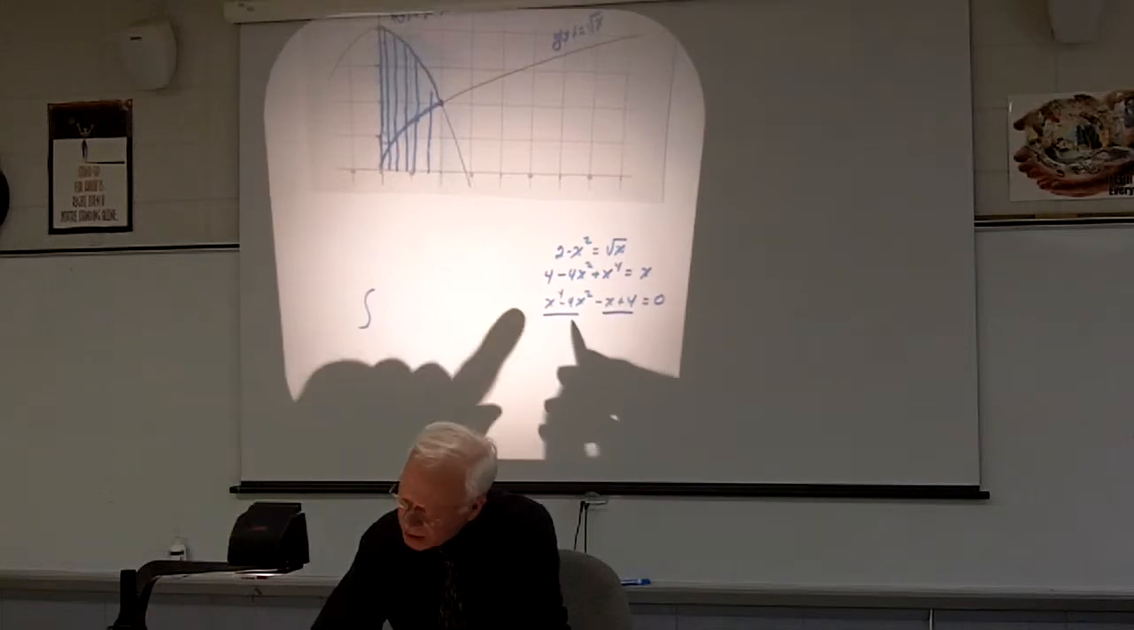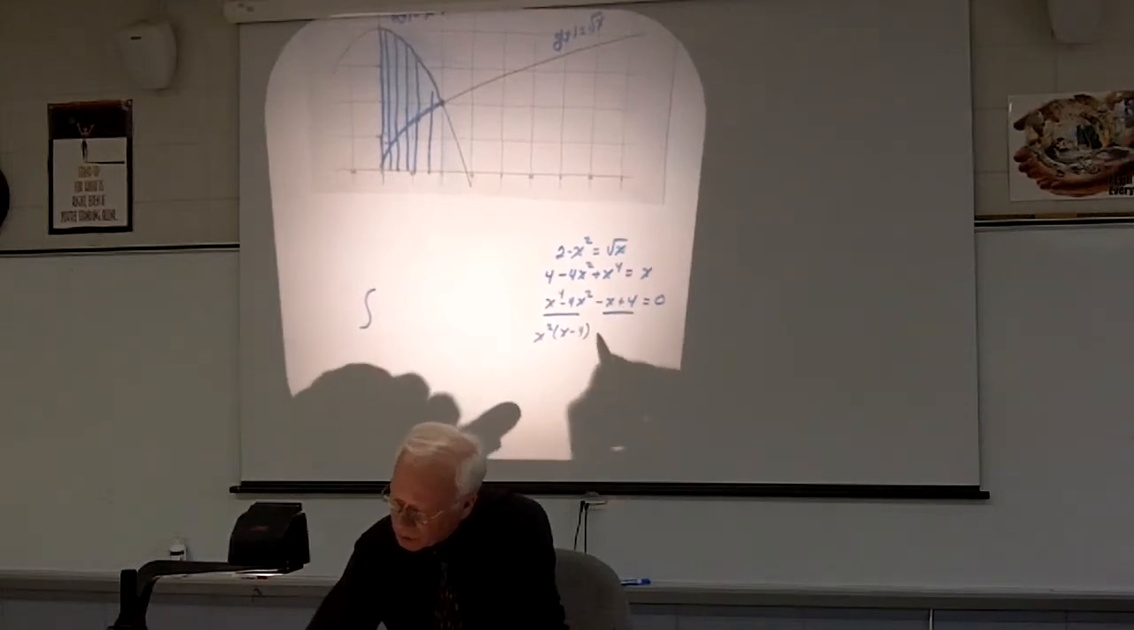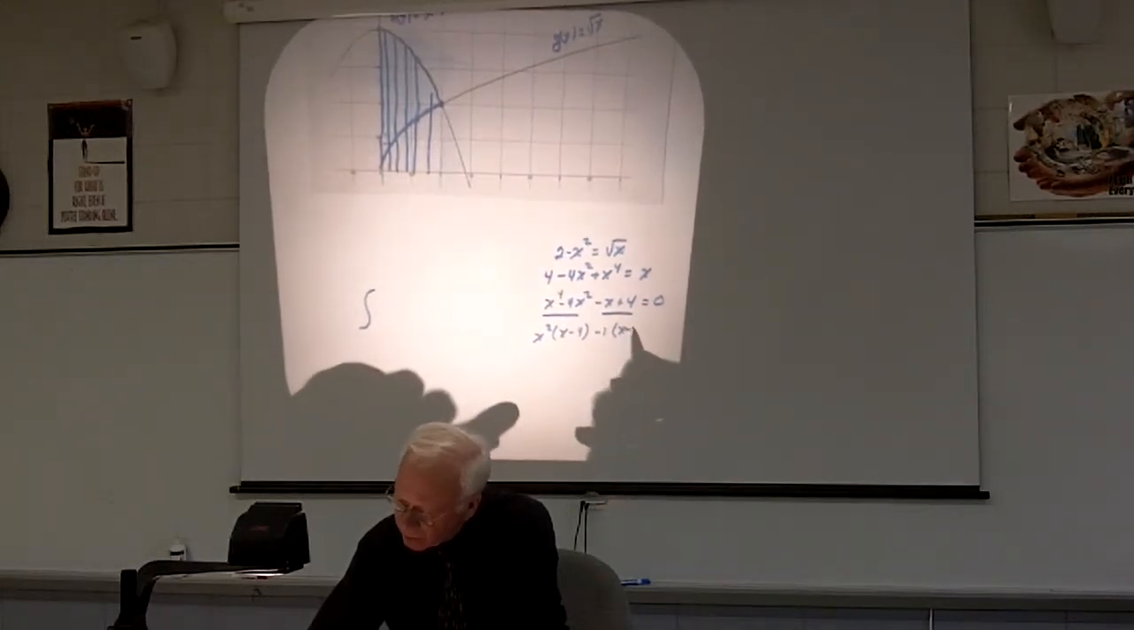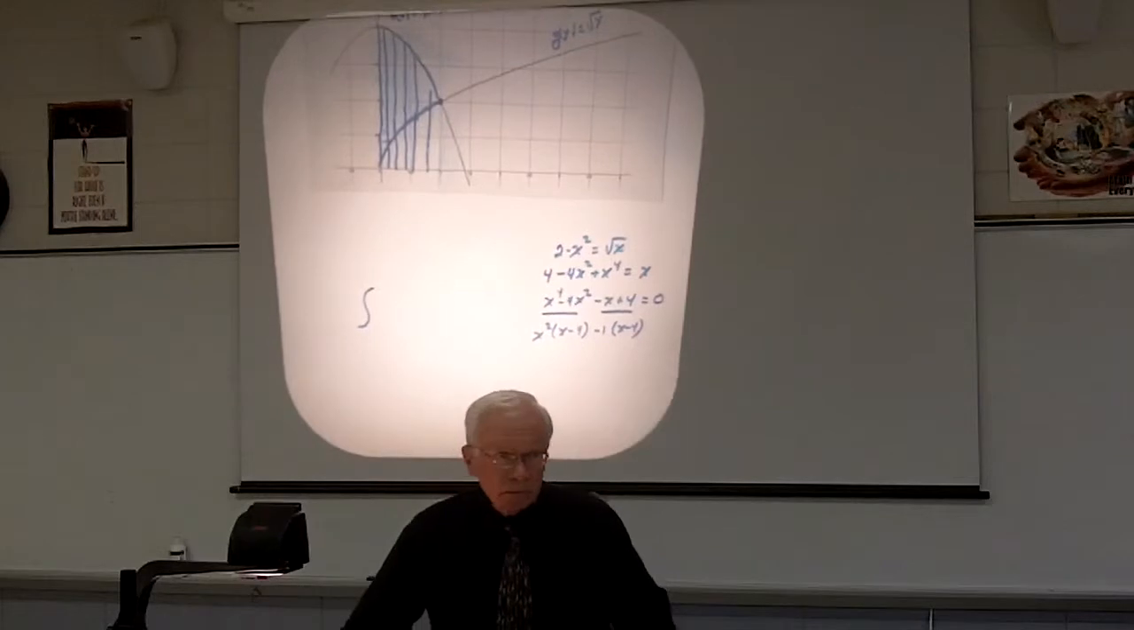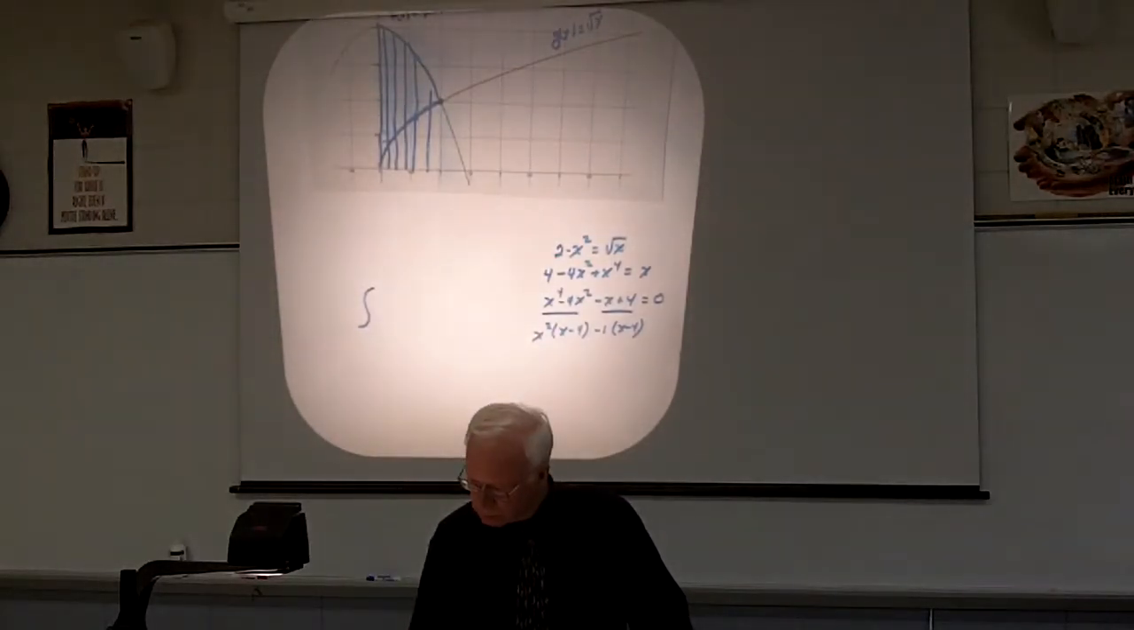What I'm going to do here is I'm going to take an x squared out of here, and what's left is x squared minus 4, and I'm going to take a minus 1 out of here, and then I have an x squared minus 4 like that. See that? Yes? Why is it not x squared parentheses x squared minus 4?